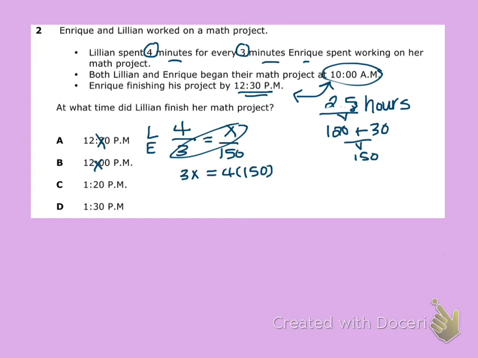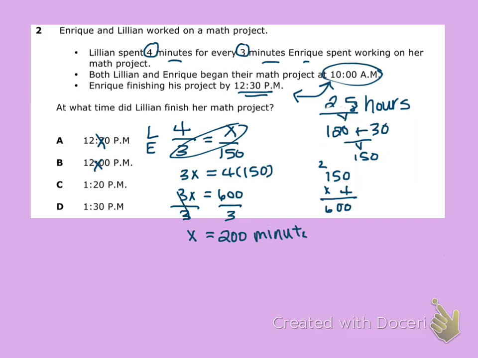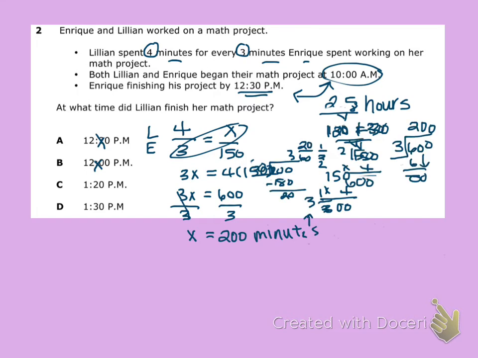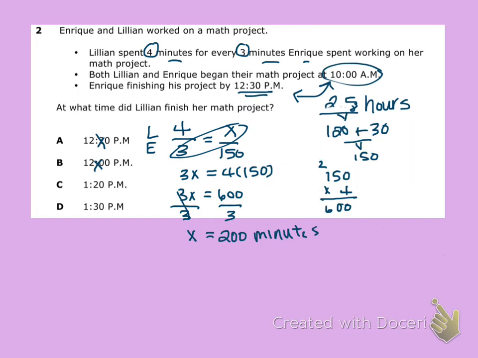Okay, so go ahead and press pause and finish this and find X and press play when you have finished. Okay, so you should have gotten 200, which means 200 minutes. Okay, so now let's convert that back to hours. So we know that 2 hours is 120 minutes. So what is 3 hours? That would be 180 minutes. And that gives us 20 minutes left over. So it took her 3 hours and 20 minutes.